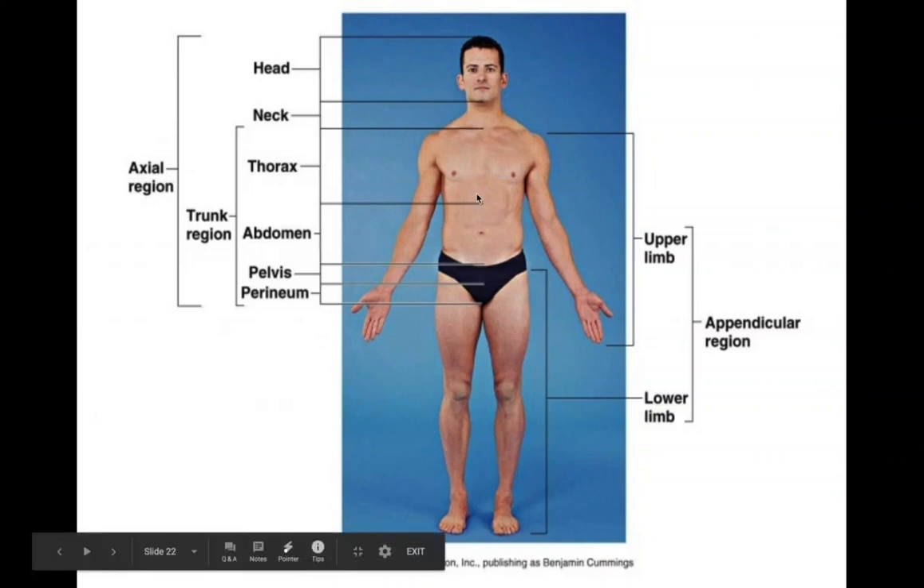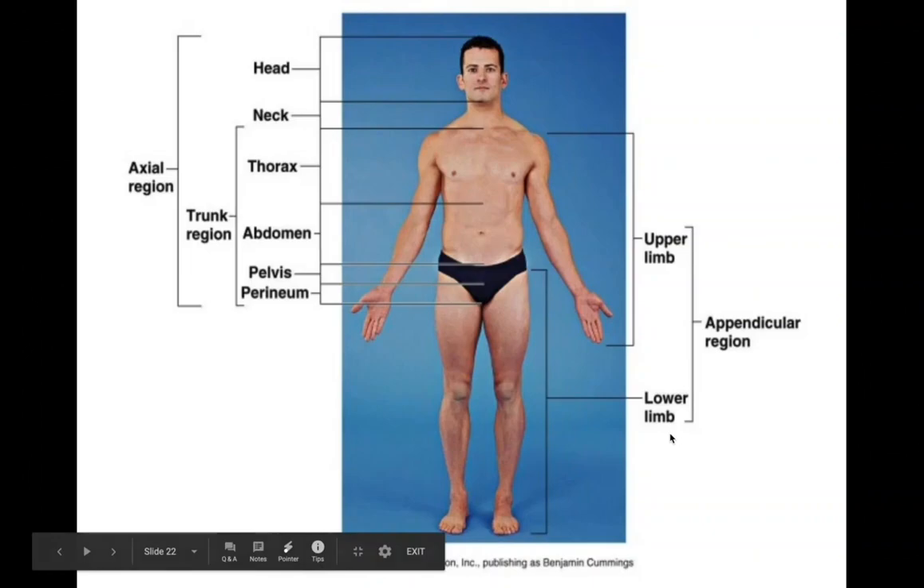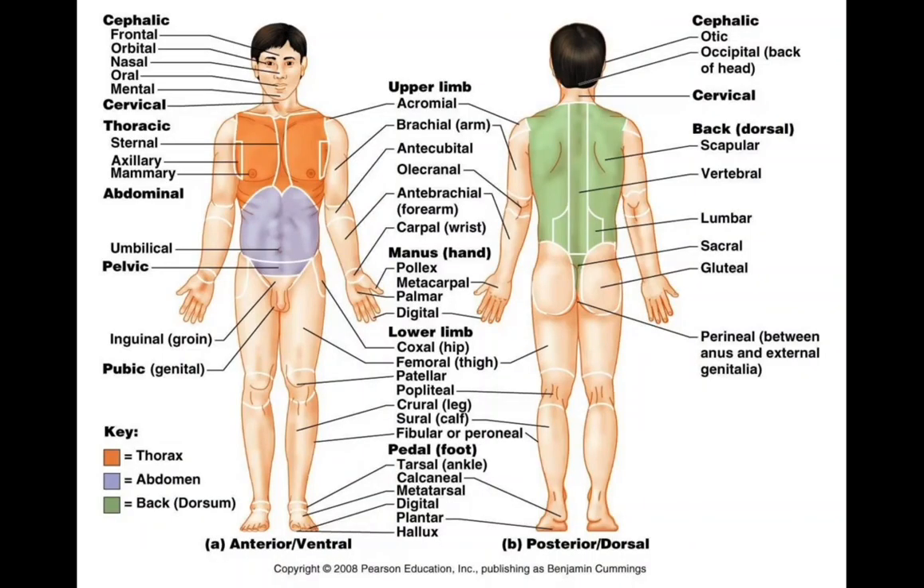So here you can see you've got the axial skeleton. Within there you've got the head and neck. The trunk region would include the thorax, abdomen, and the pelvis and perineum. You have the upper limb here, the lower limb. Both of those are part of the appendicular skeleton. So this picture here gives you all of these different regions in there.